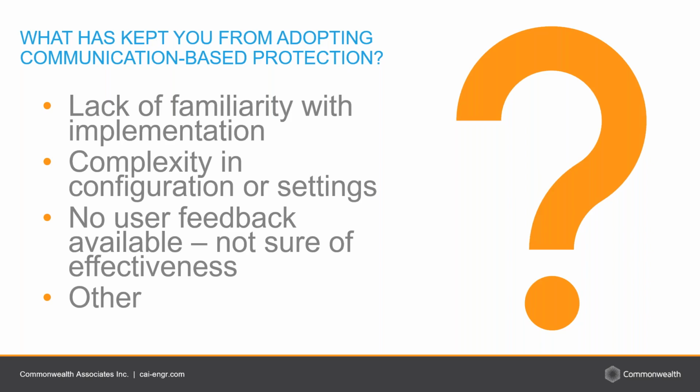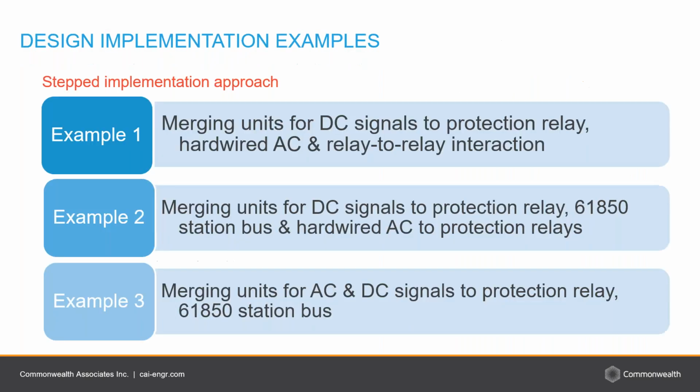So this implementation example, we're going to start with the design side and then get into the configuration and settings side. On the design side, our presentation is going to take a stepped approach. We're going to look at how you can slowly implement 61850 from a design perspective, to pick and choose parts of your substation or protection control design that will be impacted, just to control the variables and test out bits and pieces at a time. So here is that staged implementation approach.